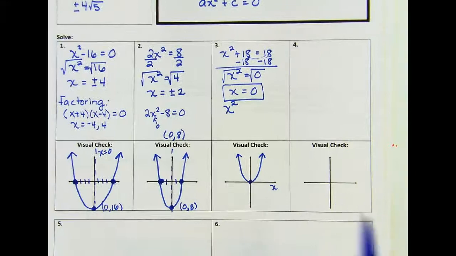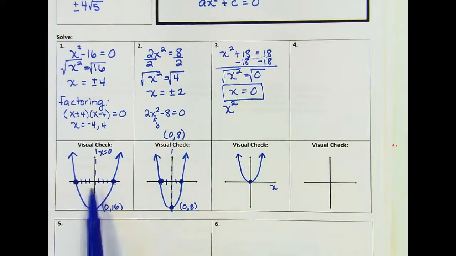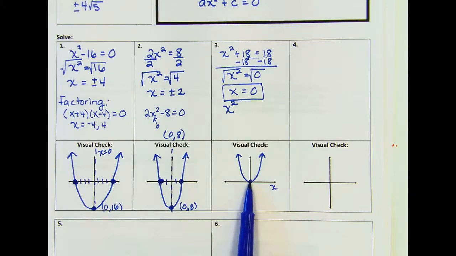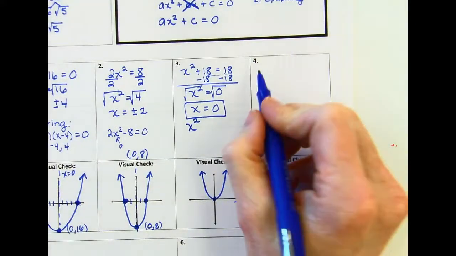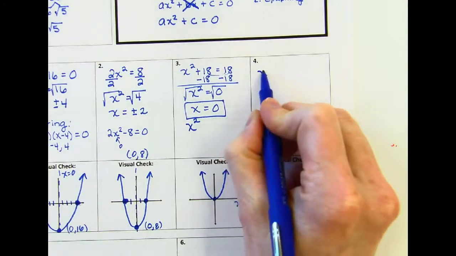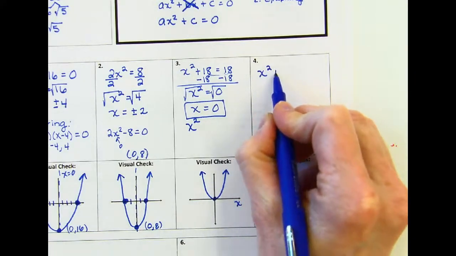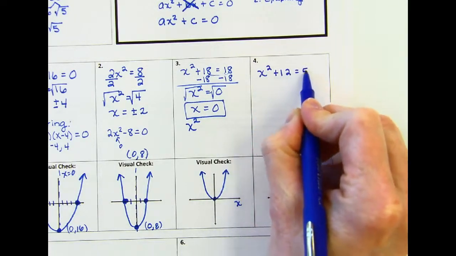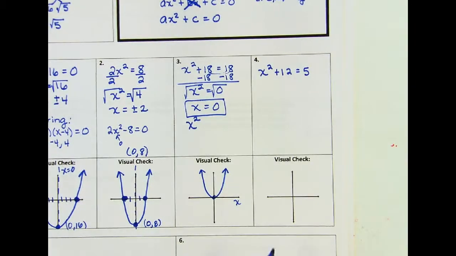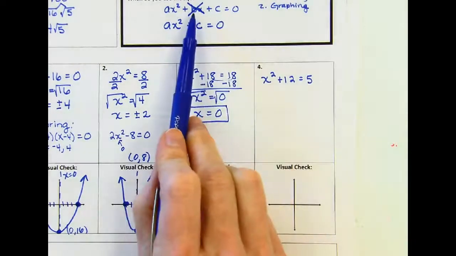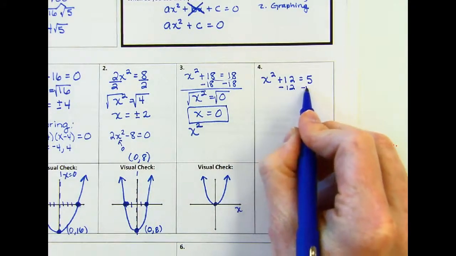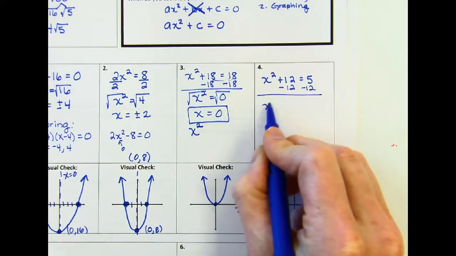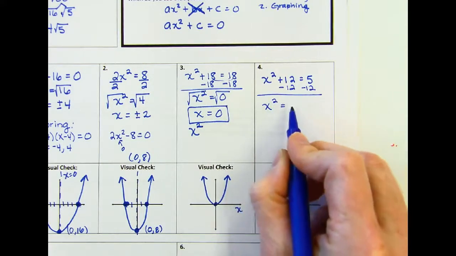So now look at what we have going on. We have examples with 2 solutions. We have an example with 1 solution. So you can probably guess what's going to happen with number 4. So let's go ahead and look at number 4. It is x squared plus 12 equals 5. So once again, I do not have the bx in my equation, so I can isolate for x squared. I subtract 12. I get x squared equals -7.